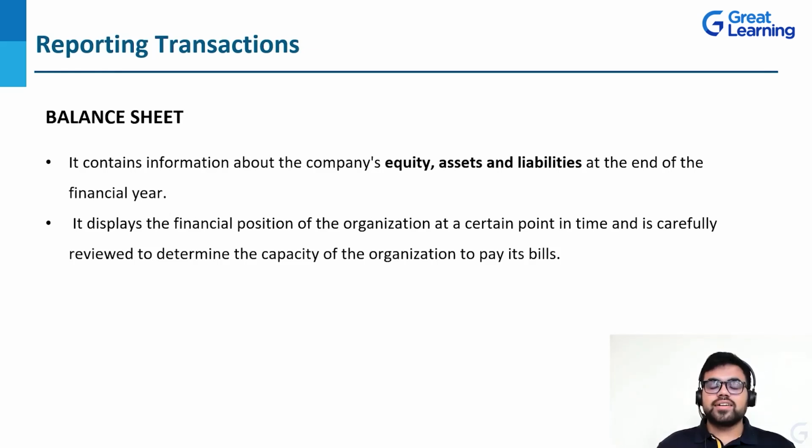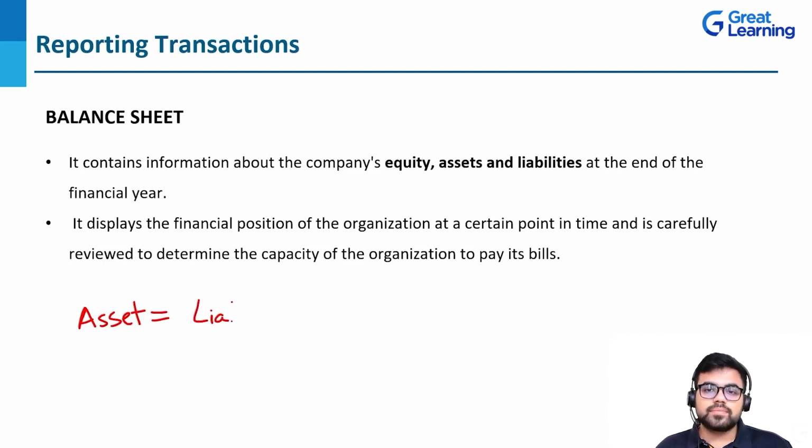We have already discussed these three terms before, so we'll know where they are placed in a balance sheet. Before moving on, there is a term called an accounting equation. So we'll know what that is. So accounting equation states that an asset is equal to liabilities plus the equity.